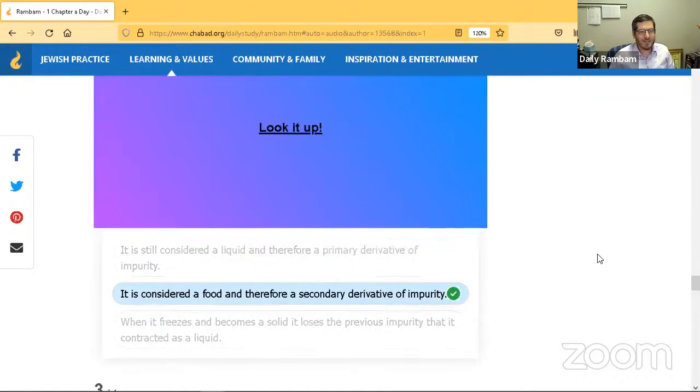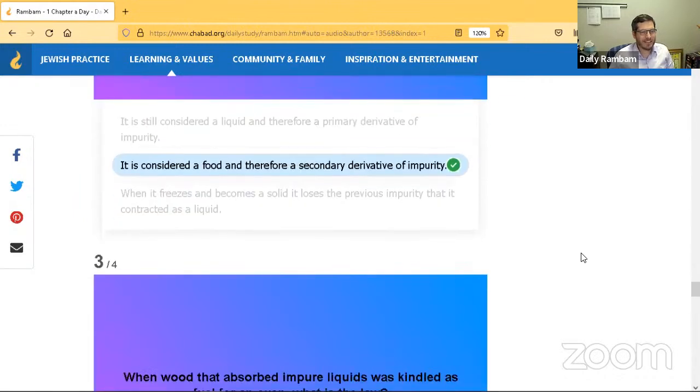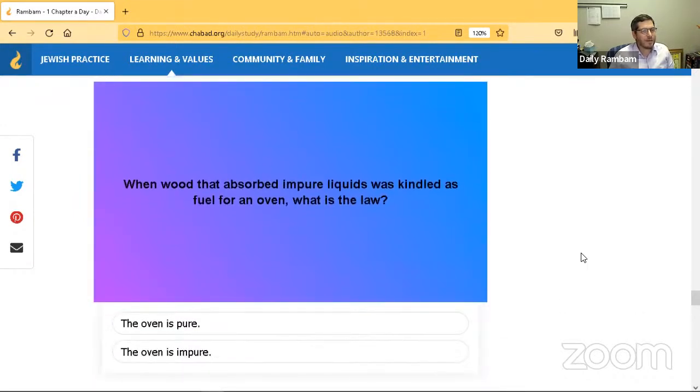You know, it's considered a food, right? It's different to oil and to honey, because it's not usually eaten frozen, right? And we said if it freezes, it's like food, but you have to intend to eat it like that, and then it becomes susceptible to tumah, and it's treated like food.